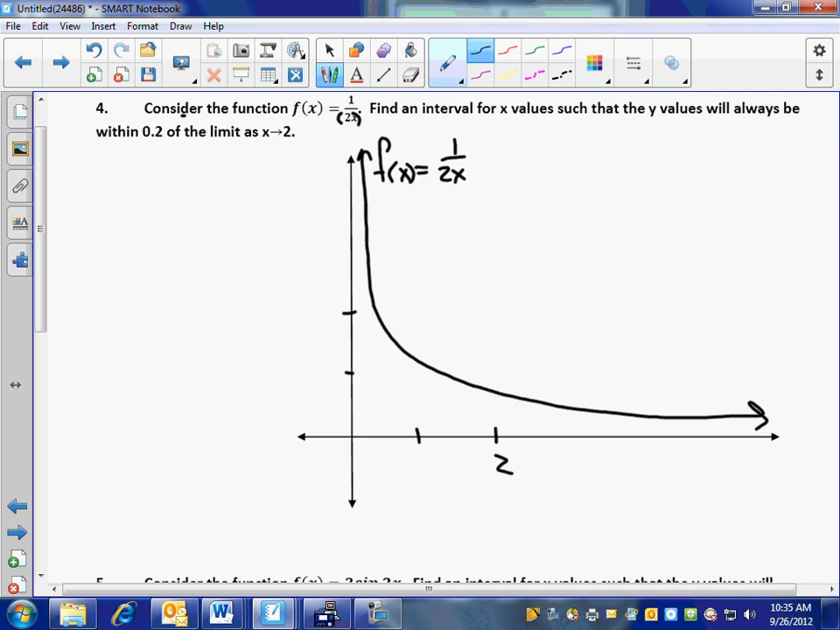Is the function defined at 2? If I plugged it in, would I get something? Yes. So we actually know the limit. We know that the limit as x approaches 2 of 1 over 2x is equal to what? 1/4. Because you can plug 2 in. 1 over 2 times 2 is 1 over 4.